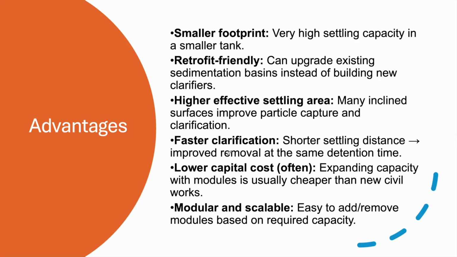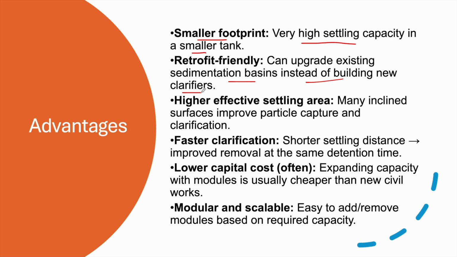Now let's go through the advantages and disadvantages of tube settlers. The main advantage of a tube settler is the smaller footprint. So I have a very high settling capacity in a smaller tank compared to the conventional water treatment plant. Also, it is retrofit friendly, so we can upgrade the existing sedimentation tanks. If I already have a conventional sedimentation tank, we can place tube settlers within these tanks instead of building new clarifiers. So let's say I want to expand my treatment plant and treat higher flows.